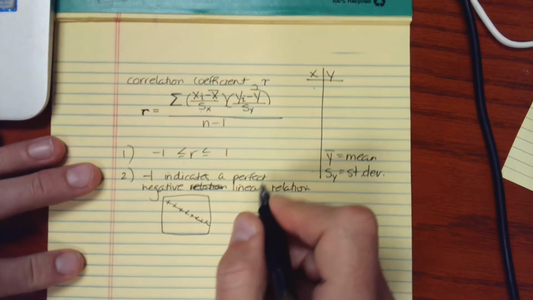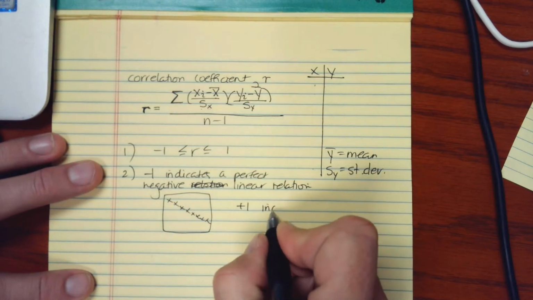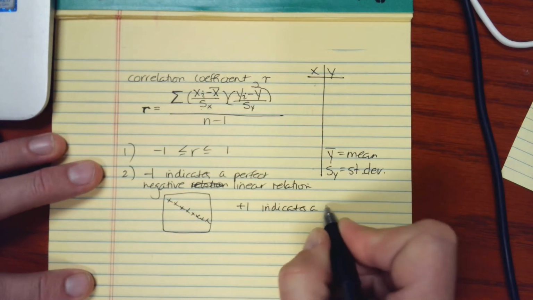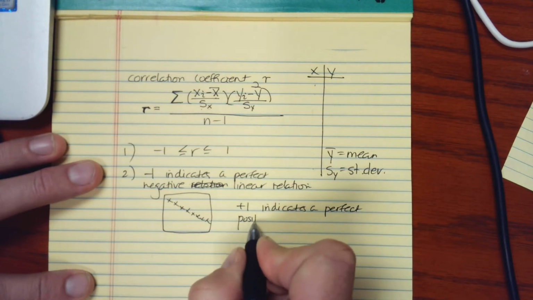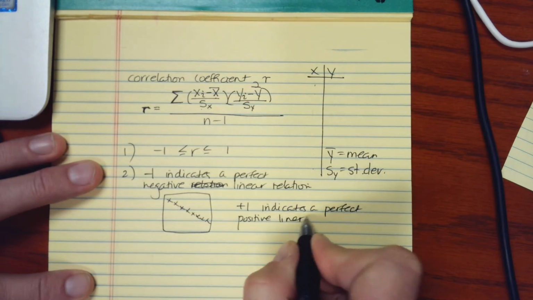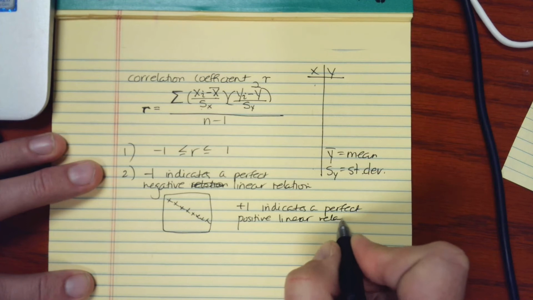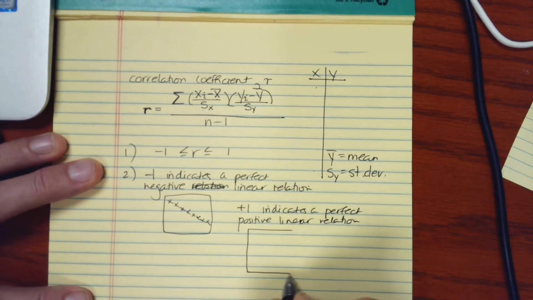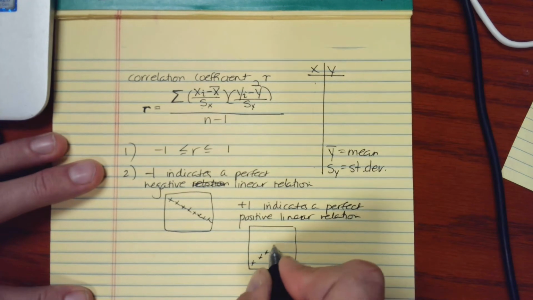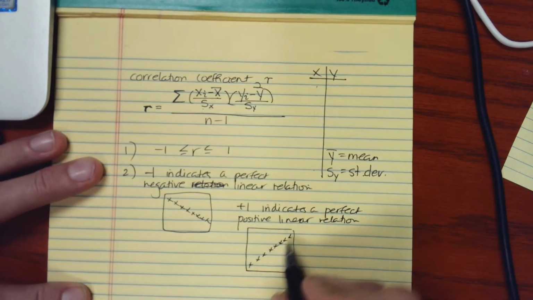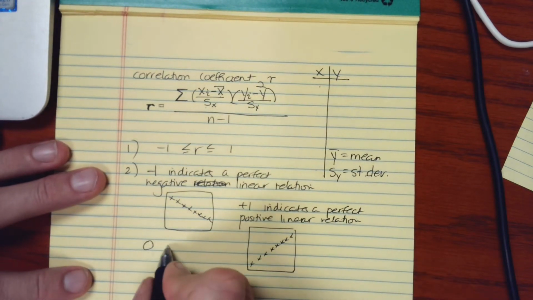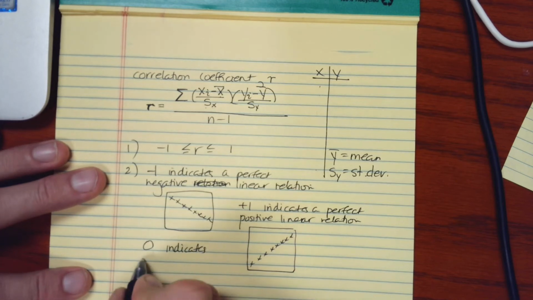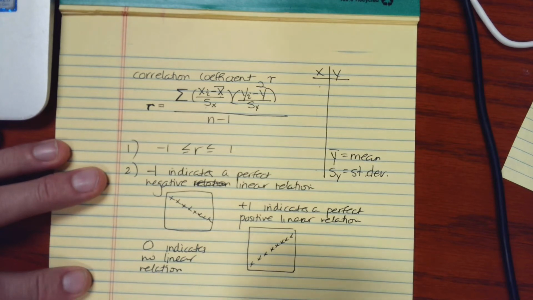And +1, on the other hand, indicates a perfect positive linear relation. That's when, in our scatter plot, we would see points that line up just perfectly along a straight line with a positive slope. If we have a value of 0, then that indicates no linear relation. Now that doesn't mean that there's no relation, it's just not linear.